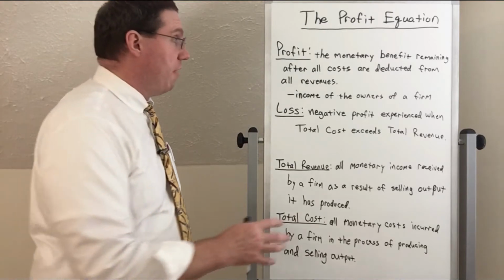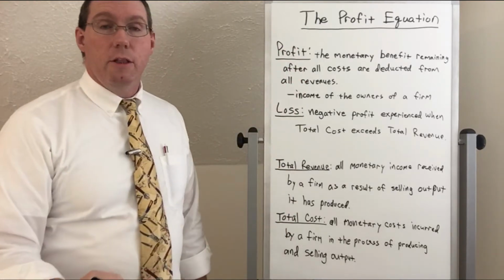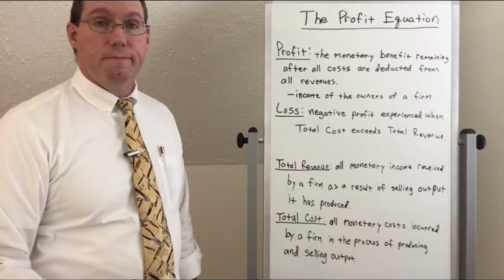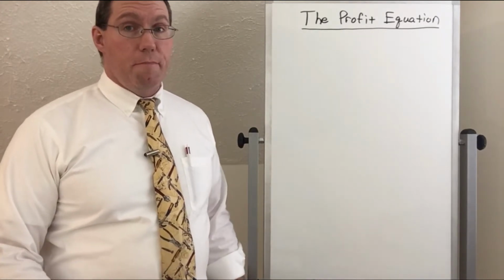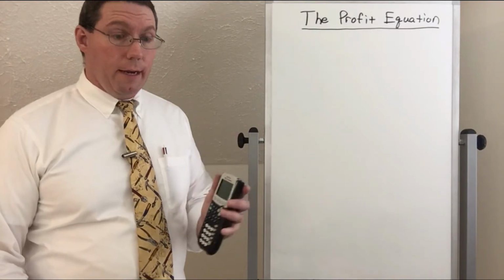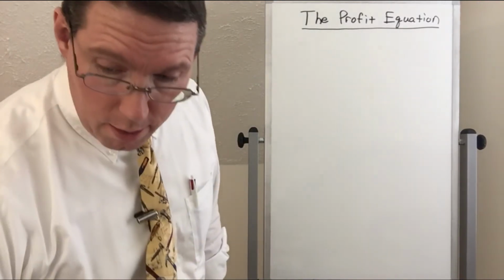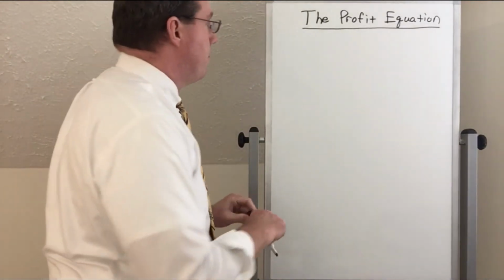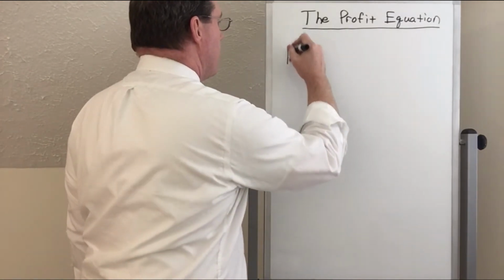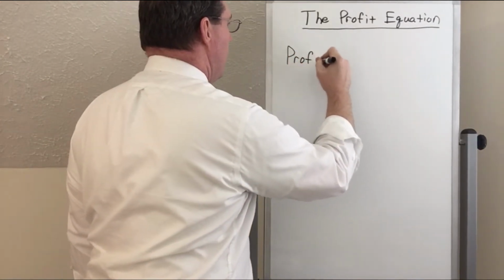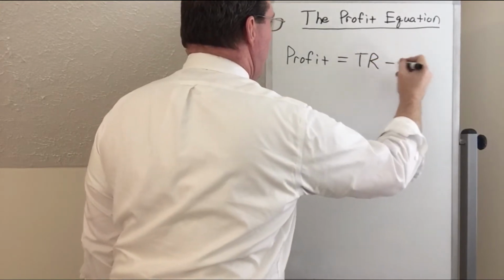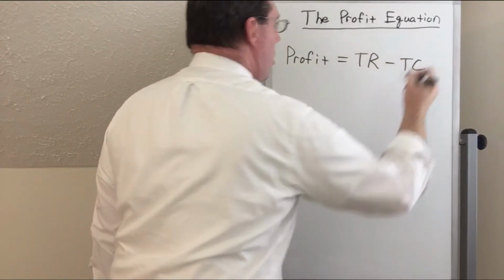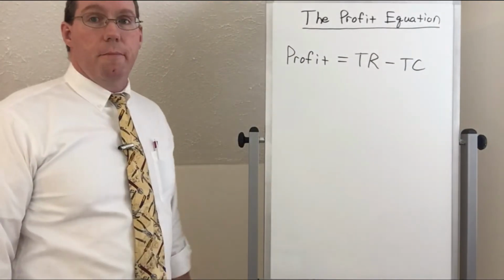And now that we have definitions for all these words, now we can look at the equation. All right, now we're going to actually calculate a few examples of profit, so you may want to have a calculator handy, okay? The profit equation is very simple. Profit is equal to the total revenue earned by the firm minus the total cost incurred by the firm, okay?